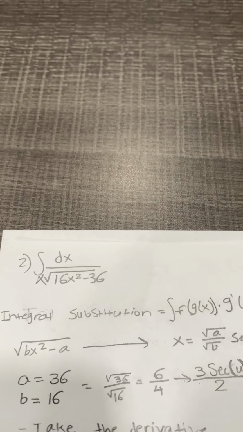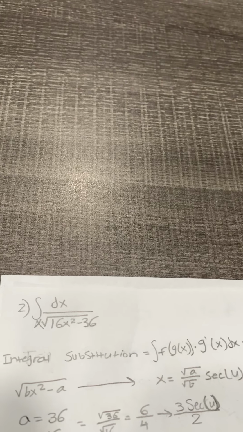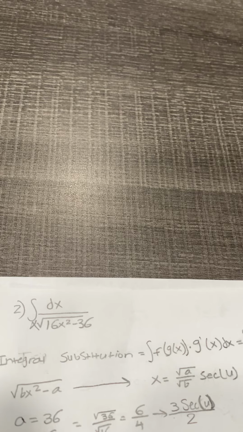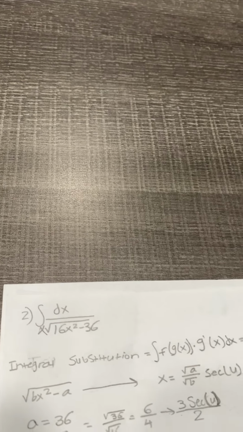Okay, so this is question number 2. Question number 2 asks us to integrate the function. The function that we have is the integral of dx over x square root 16x squared minus 36. So the first step we're going to do is integral substitution.